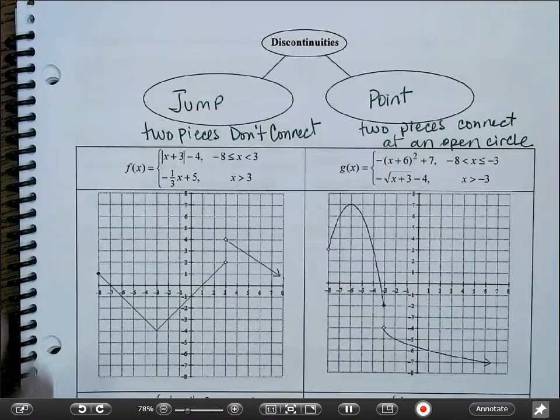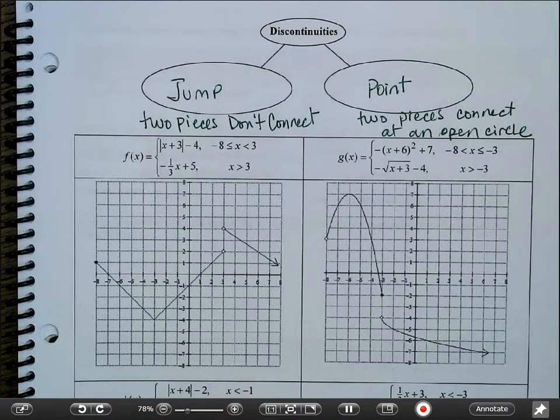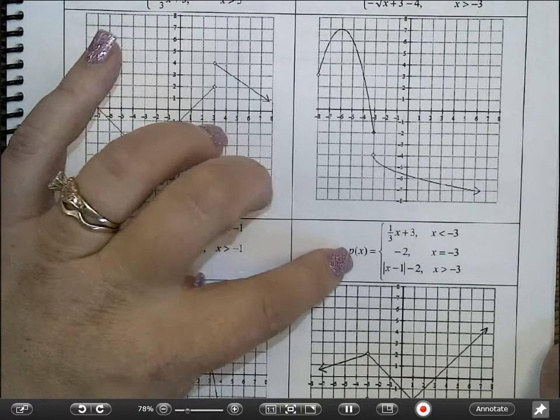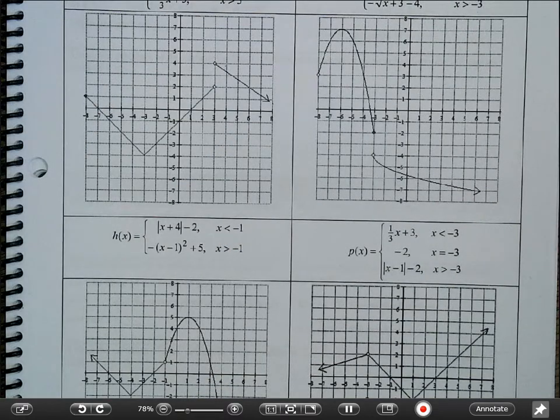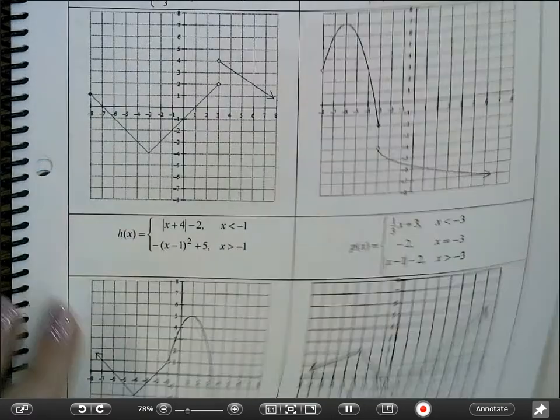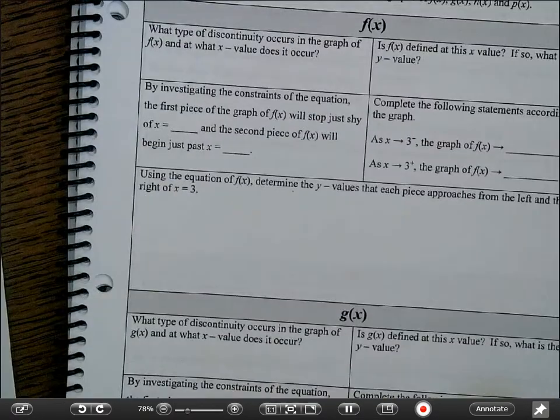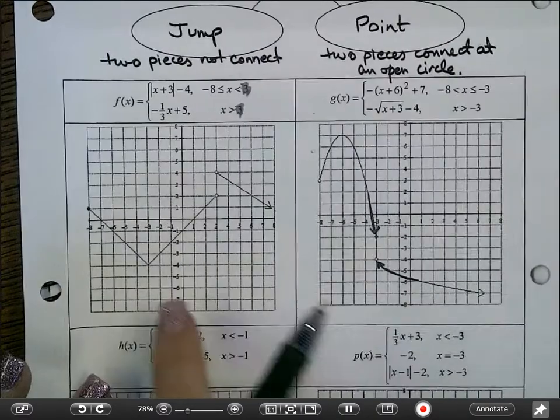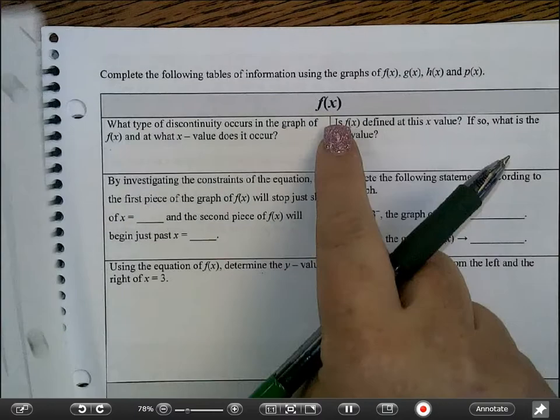Okay. So I want to take a look at the fact that we have f of x, g of x, h of x, and p of x. So with that, we are going to be answering the questions on page 44. These next two pages focus on the graphs of right here. So let's take a look at the f of x graph.